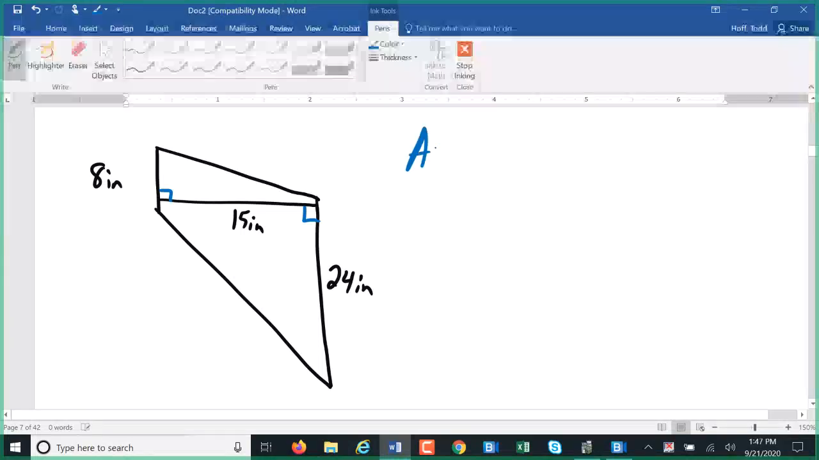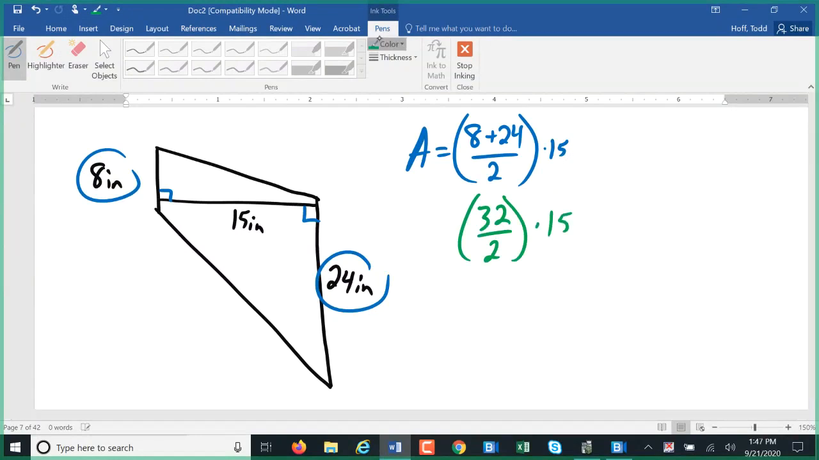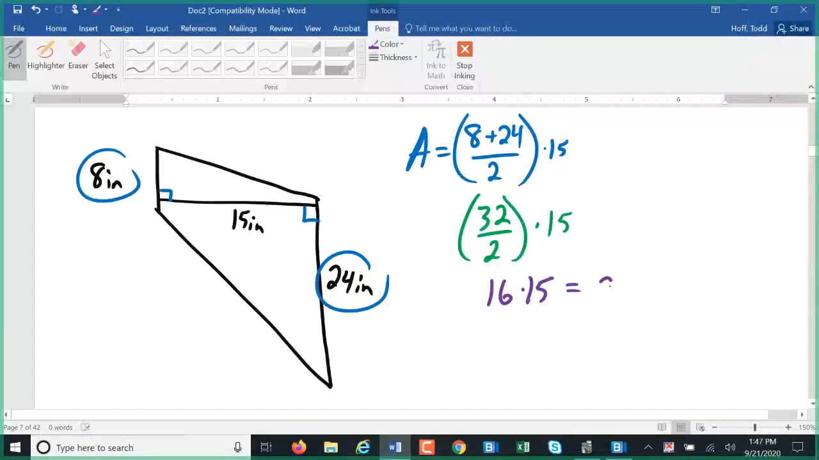So the area, the bases are the 8 and the 24. 8 plus 24 over 2. We average those. Then we multiply by that height of 15. 8 plus 24 is 32. 32 over 2 is 16. 16 times 15 is 240. Those were in inches, so this is square inches. So a trapezoid comes from a rectangle as well.